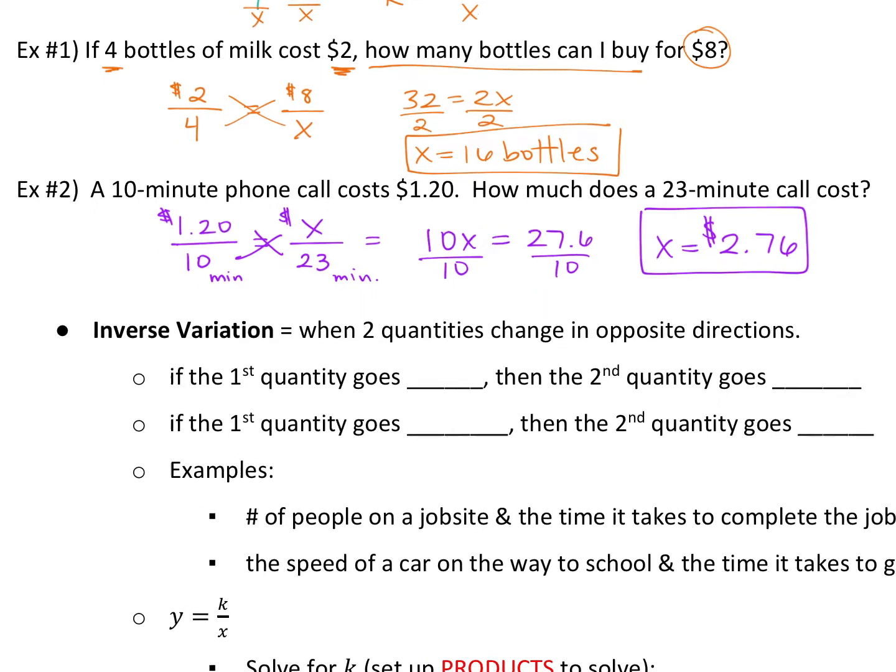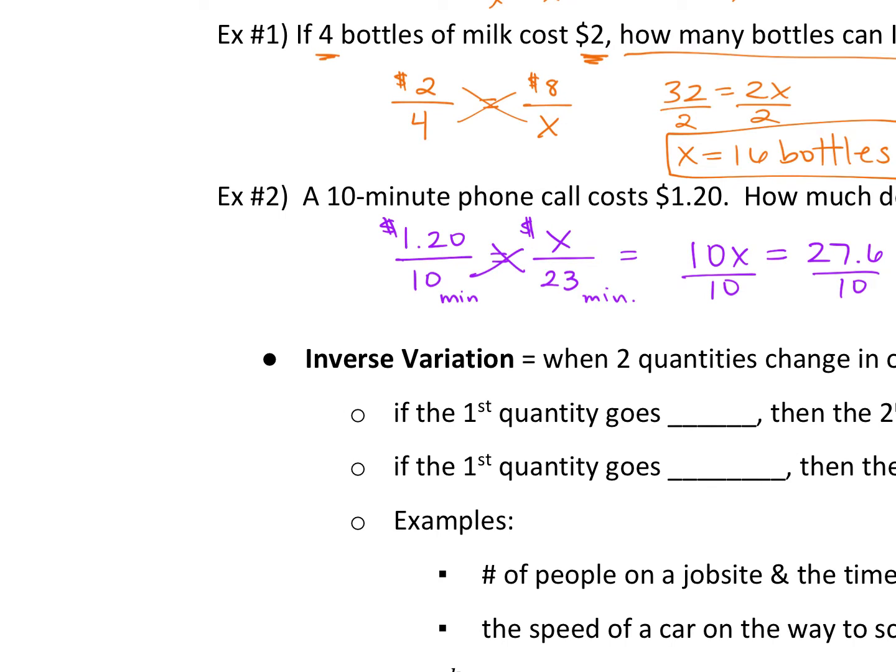So it really doesn't matter. I could have set this up. In fact, in my notes I did, but because you said it differently, I just flipped it. I set it up in my notes: 10 minutes over $1.20 is equal to, if I'm solving for the amount of money, that's my unknown, right?